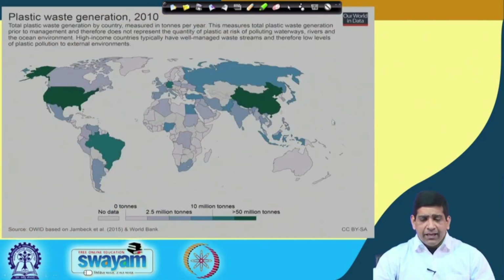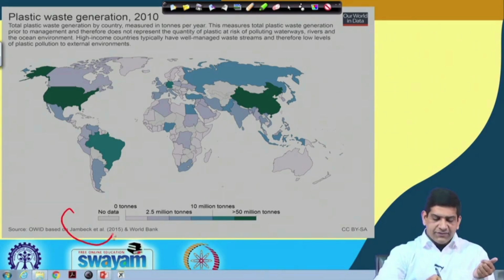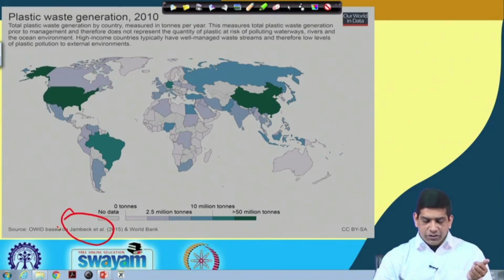So again, if you look at the plastic waste generation, this is from 2010, which was again some guesstimate work done in a paper by Jambeck et al., which had done some work in this area. This is Jenna Jambeck from the University of Georgia, and there is also some work done by the World Bank.